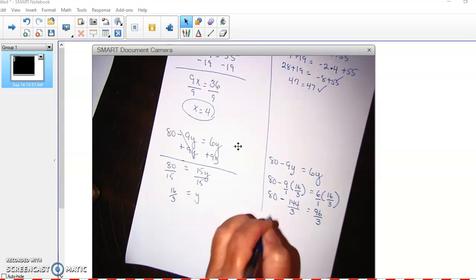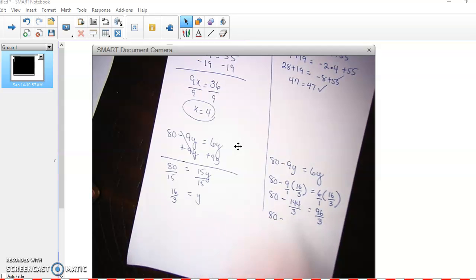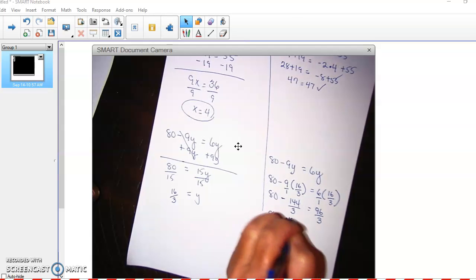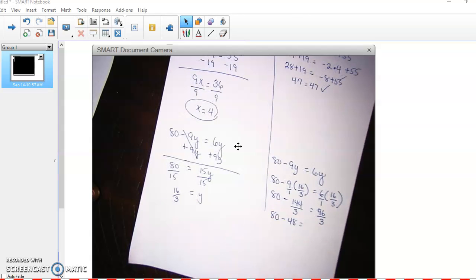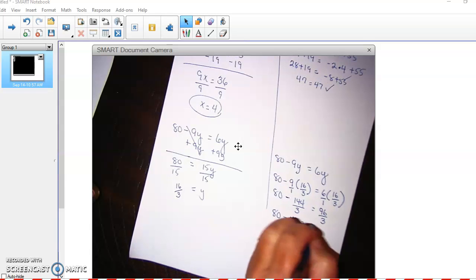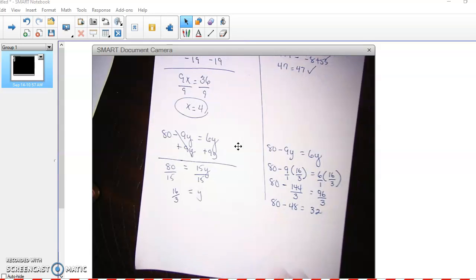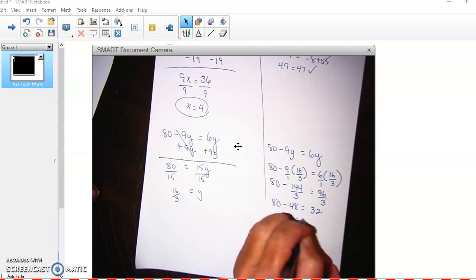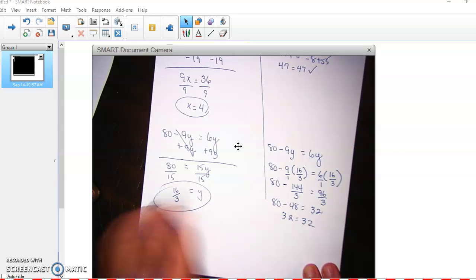So I'm going to simplify my fractions. That's 48, and 96 divided by 3 will give me 32. Now I have one more step. 80 minus 48. So I get 32 equals 32, so my fraction has to be correct.